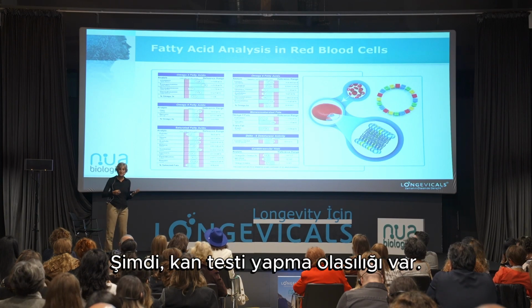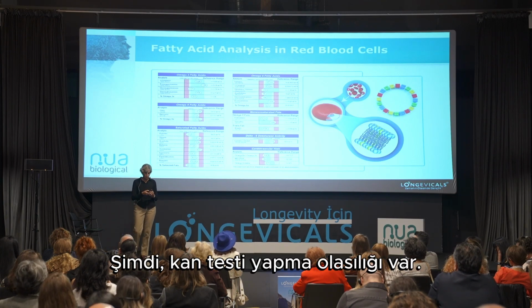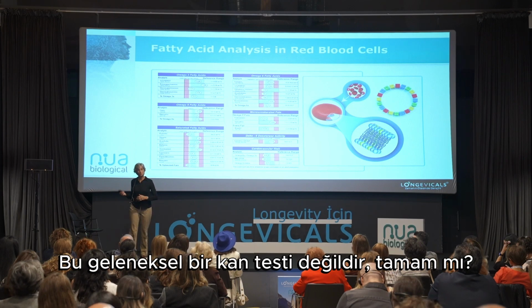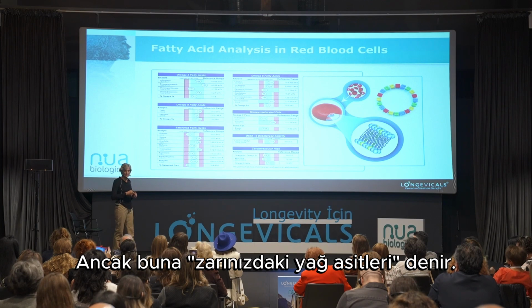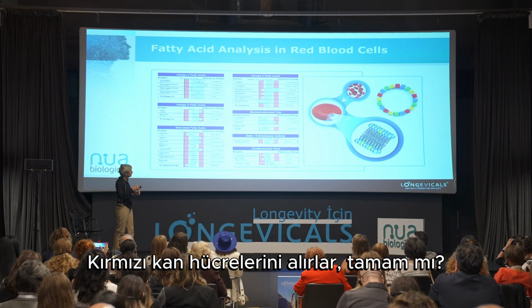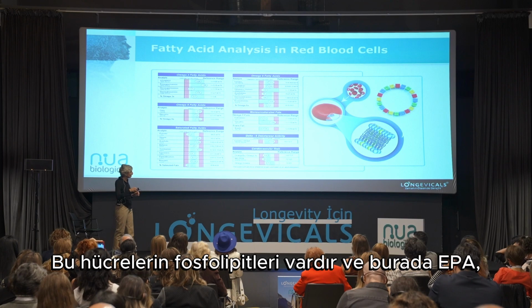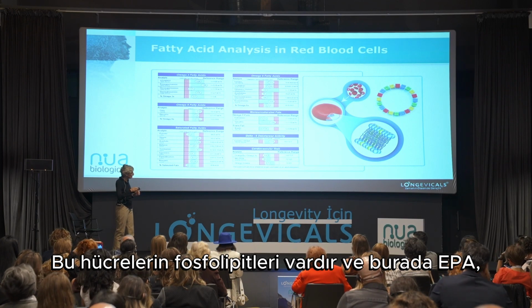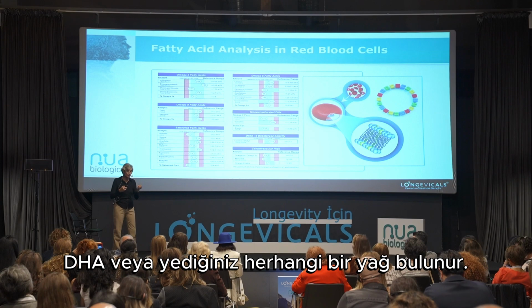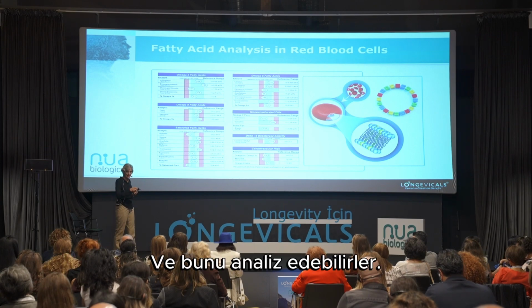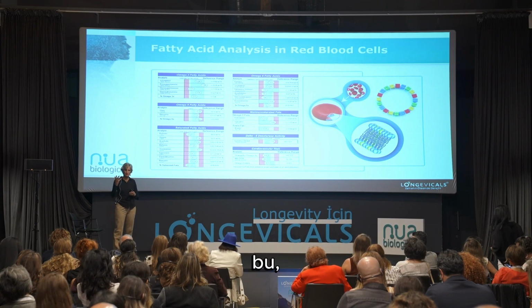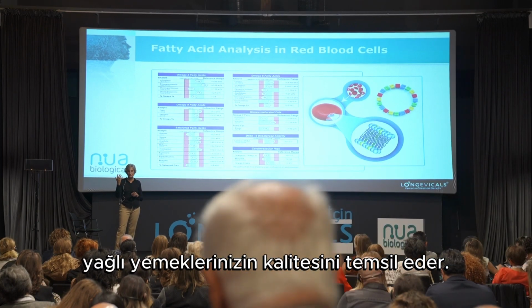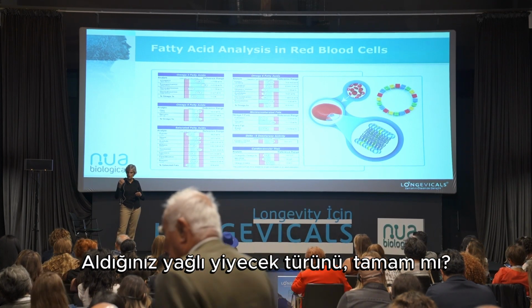Now, there is a possibility of running a blood test. It is not a conventional blood test, okay, but it is called fatty acids in your membrane. They get the red blood cells, which have these phospholipids, and here we'll have EPA, DHA, or any fat we've eaten, and they can analyze that. Whatever the composition of your membrane is, that's representative of the quality of the fatty food you receive, okay?